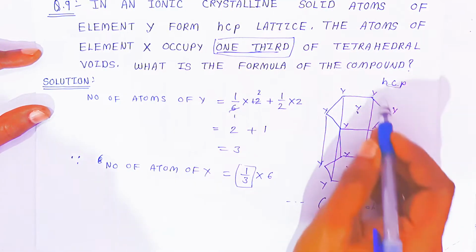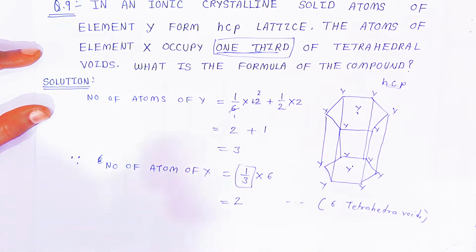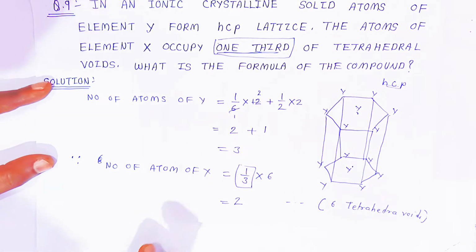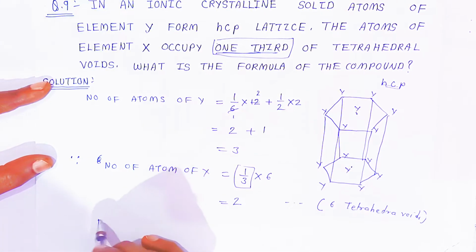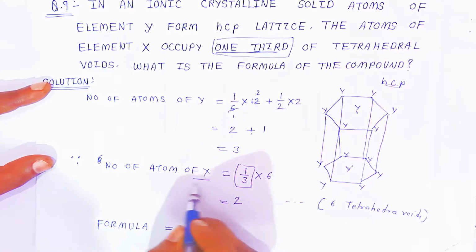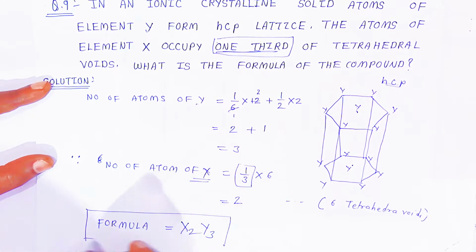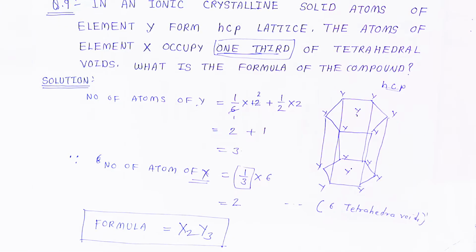The total number of tetrahedral voids present in SCP will be what? 6. So 1 upon 3 of 6 will be what? 2. So what will be the formula, students? The formula of the compound will be, we are writing alphabetically first, X, that is X2, and Y3. This is the answer, students. This way you can write the formula of the compound. Understanding? This is very important, students.